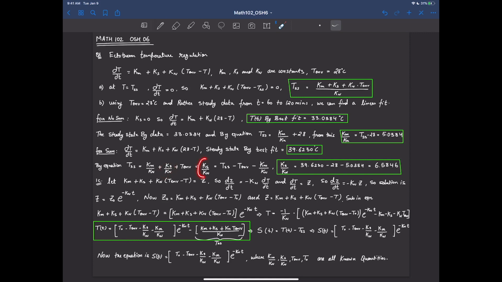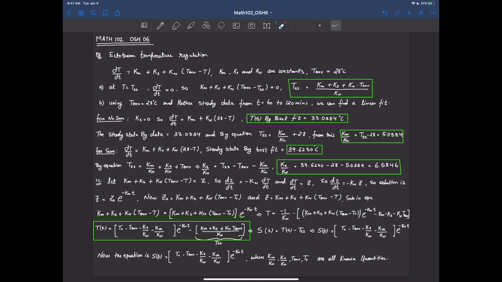When we isolate for ks over kn, from this point you can say it's TSS minus t environment minus km over kn. And we're plugging in all the values that you know. TSS is from the data. T environment comes from here. And the km over kn is something that you just found out here. When you plug them all in, you get the ks over kn ratio to be this number. And that's about it for part B.